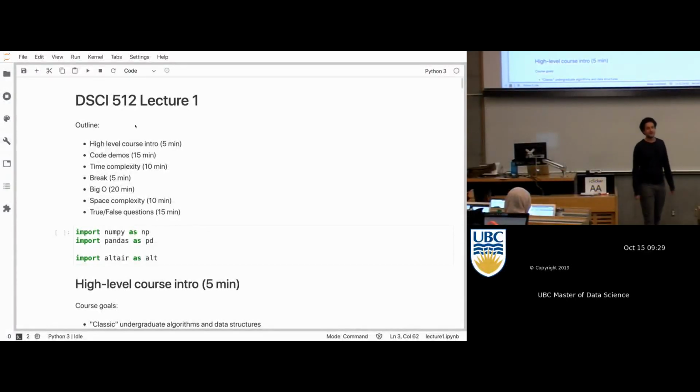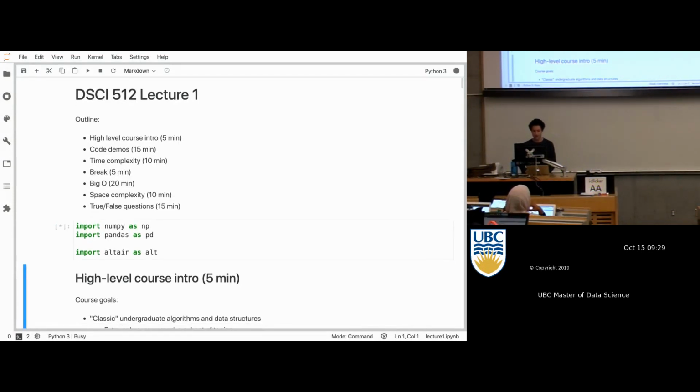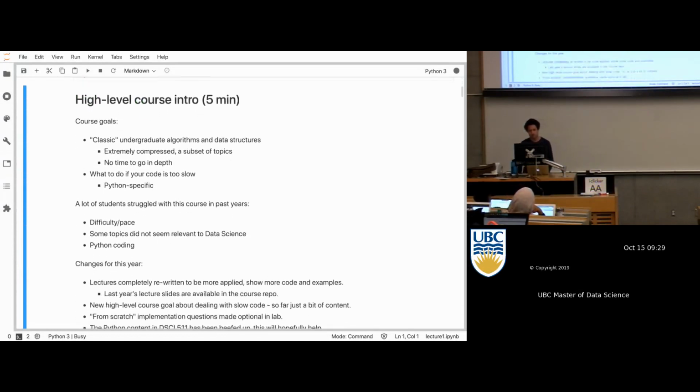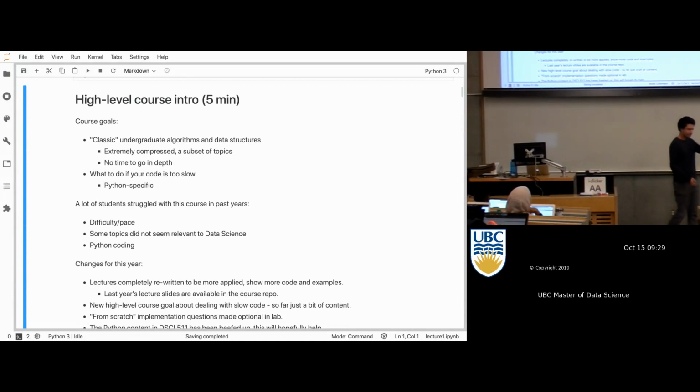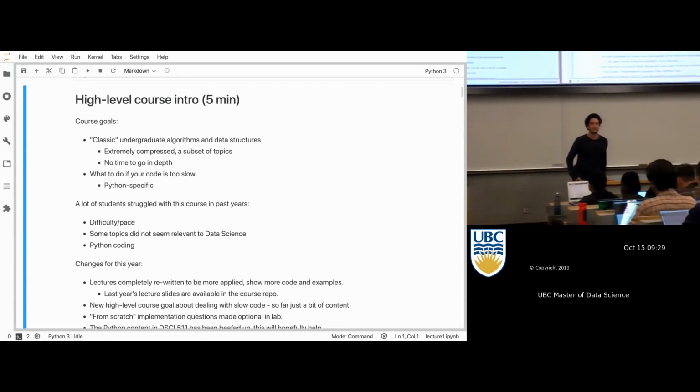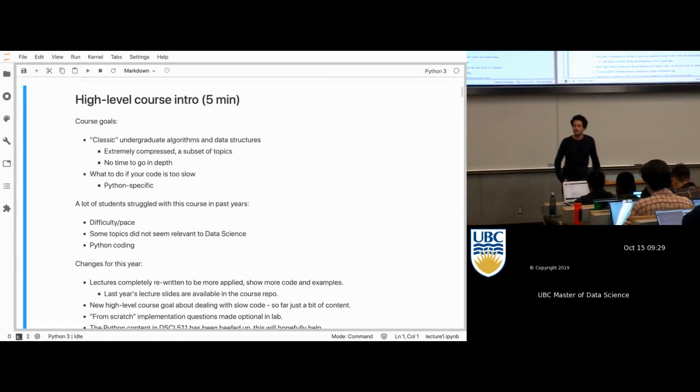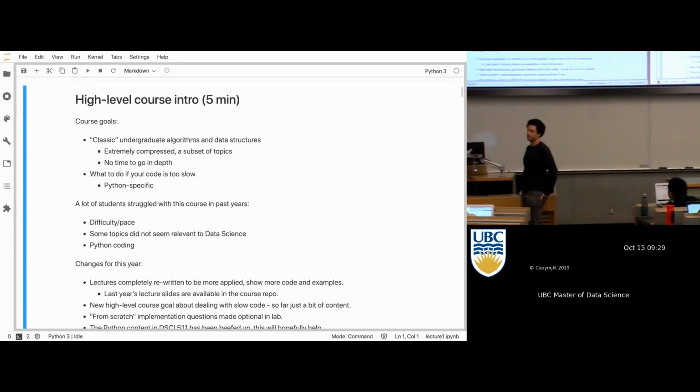It's 9:30. Let's start. Welcome to Block 2 and the Algorithms and Data Structures course. I want to start off with a bit of high-level information. So what is this course about? In a typical computer science degree, you will see courses called Algorithms and Data Structures. This course is quite different from those.